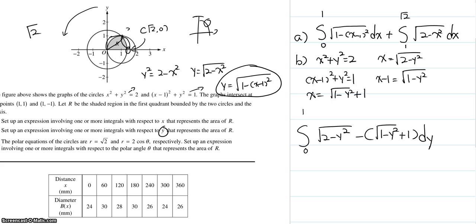Now he's asking us for part C, which uses the polar equation of the circles. He gives us the polar equation, and is asking us to set up an expression involving one or more integrals with respect to the polar angle. This is very interesting because, like part A, we can't do this with a simple integration. At the intersection, this area right here was bounded by the big circle, but this part was bounded by the smaller circle. So again, like part A, we'll have to integrate them differently.